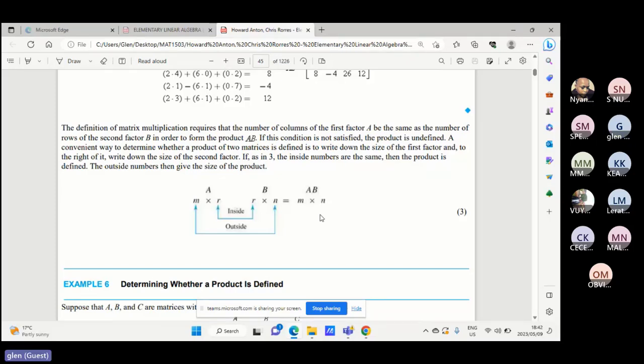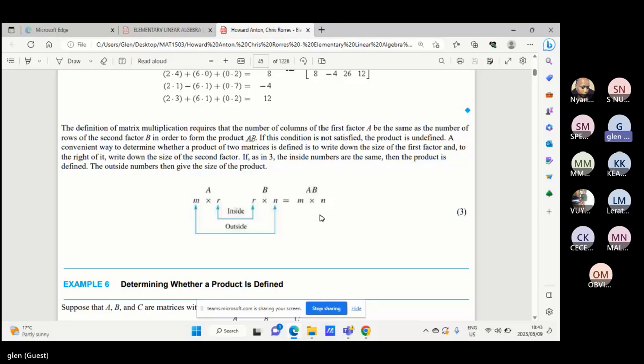Now, our focus is on the right-hand side, on the size of the matrices. We are saying the number of columns of the first matrix is equal to the number of rows of the second matrix. Do we agree? Yes. Once we see that the number of columns is equal to the number of rows in the second matrix, this tells us that we can calculate AB.